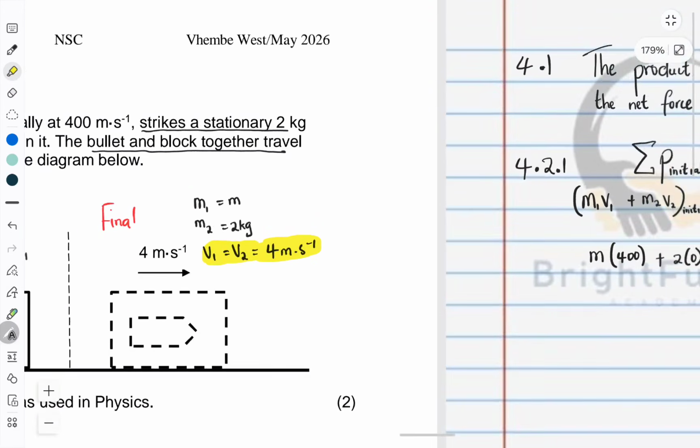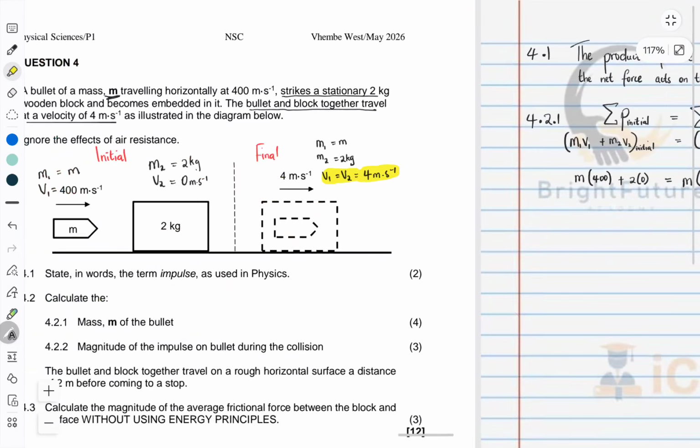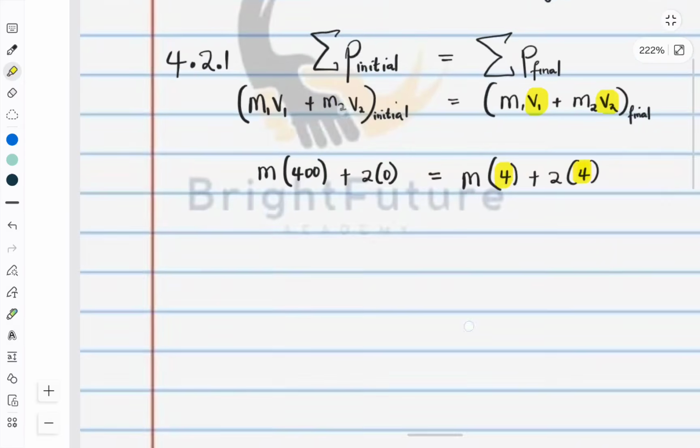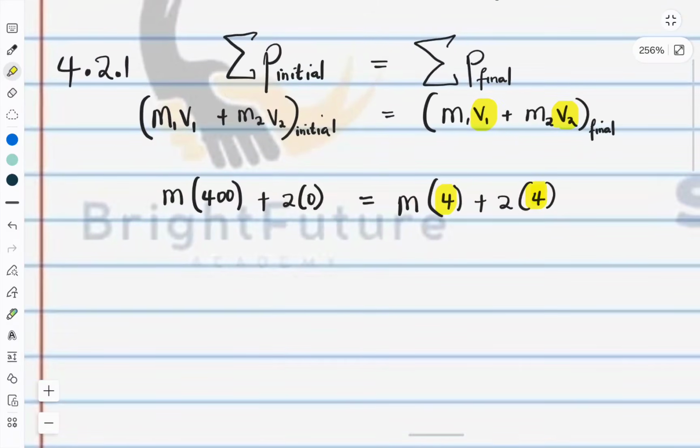V1 and V2 are equal because they are now moving together. It's like when you are inside a car. You can't say you are moving at a speed that's different from the car. That's impossible. Then how are you staying inside the car? Right? The only time you will move at a speed that's different from your car is if you hit a tree and you fly out the window, right? But let's hope that never happens, okay?